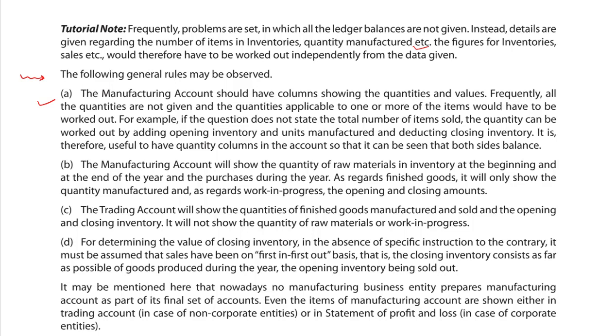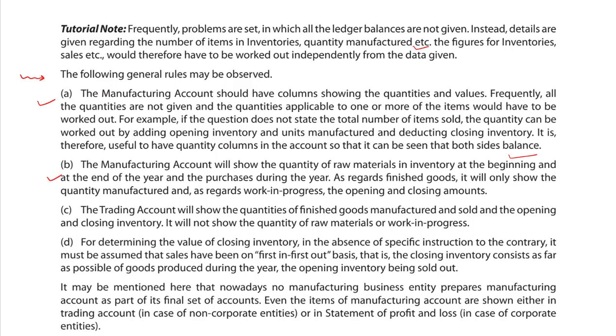The following general rules may be observed. First, the manufacturing account should have columns showing the quantities and values. Frequently, all the quantities are not given and the quantities applicable to one or more of the items would have to be worked out. For example, if the question does not state the total number of items sold, the quantity can be worked out by adding opening inventory and units manufactured and deducting the closing inventory. It is therefore useful to have quantity columns in the account so that it can be seen that both sides balance.